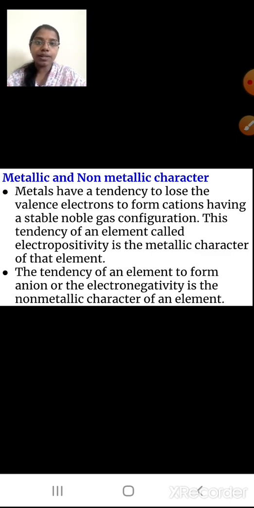So what will happen? It will form a cation. It will give away 1 electron, positive charge will be there on its head, and we call it electropositivity. Okay, that is the metallic character. And the tendency of an element to form an anion, meaning the non-metal will take the electron and form the anion, or the electronegativity, is the non-metallic character of an element. I hope students you understood what is metallic character and non-metallic character.